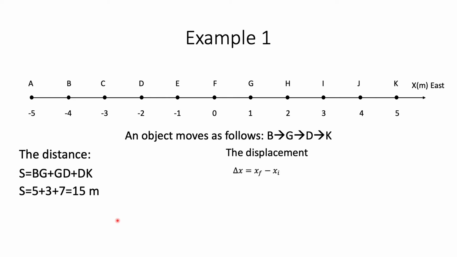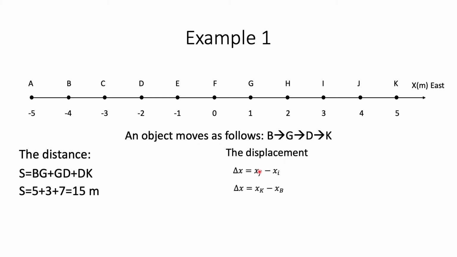Now to find the displacement or delta x, we will find it in two different ways. The first way, delta x equals x final minus x initial, which satisfies the definition of the displacement that says the displacement is a measure of the change in position for a moving object. So it's the difference between the final position and the initial position. Where did it start from? It started from B, so B is the initial position, and ended at K, so K is the final position.